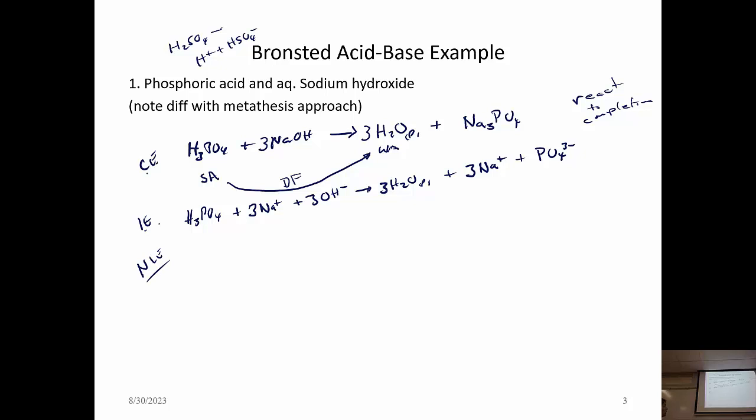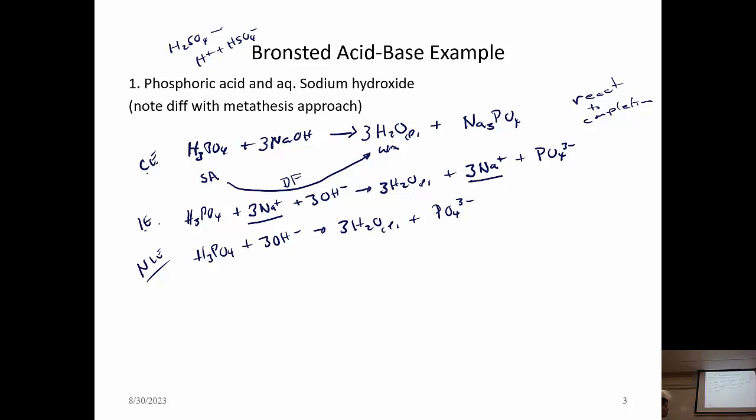For the net ionic equation, we look for a spectator. So sodium ions don't do anything, and so we can eliminate those as spectators. H3PO4 plus three hydroxide yields three water plus phosphate. The sodium ions are still there, but since they don't react, we'll eliminate those just for the NIE.